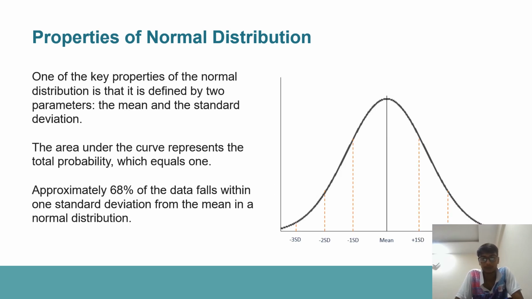Now, properties of normal distribution. One of the key properties of a normal distribution is that it is defined by two parameters, the mean and the standard deviation. The area under the curve represents the total probability, which equals 1. Approximately 68% of the data falls within one standard deviation of the mean in a normal distribution.